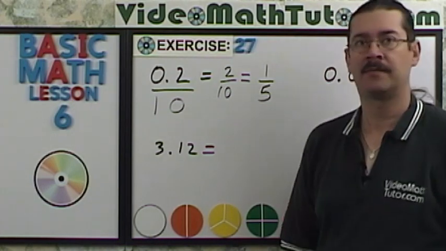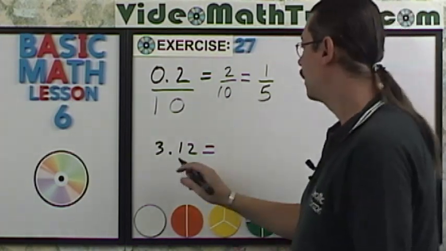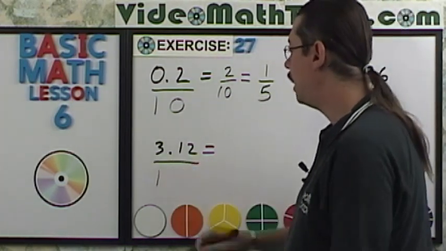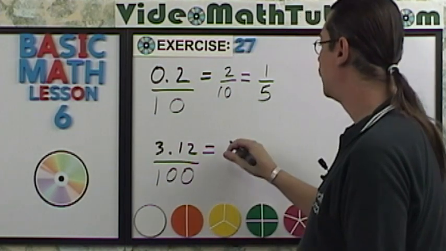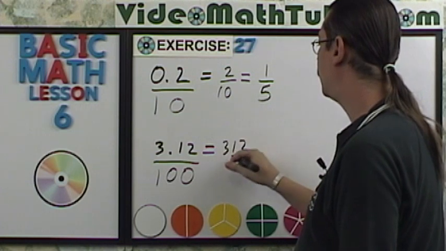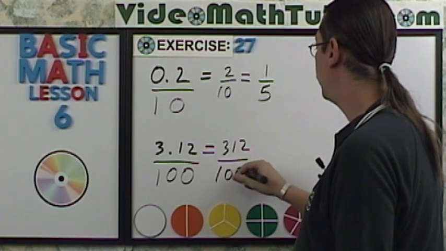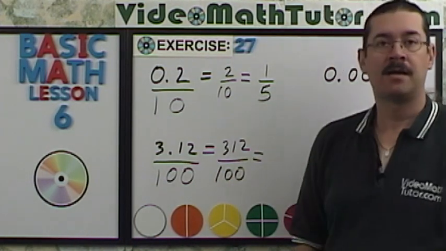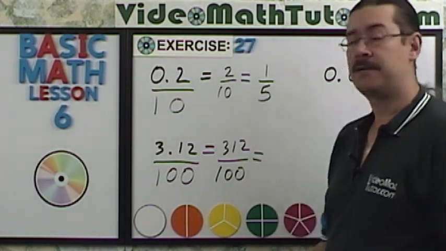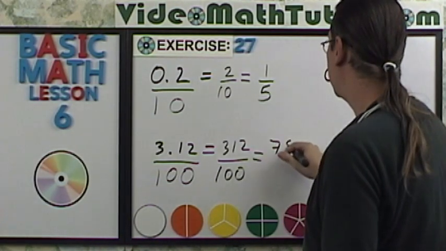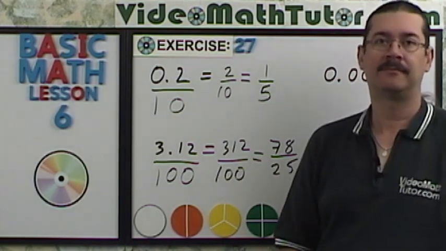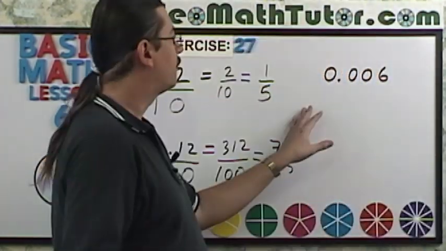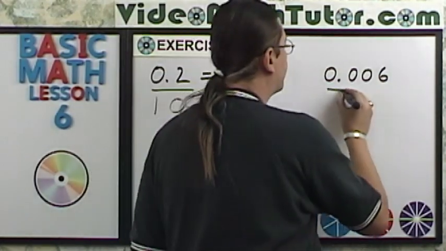Let's try the next one. I want to put this over 1, and then 2 places, 2 zeros. So this is going to be 312 over 100. Now you can reduce this, and the final answer is going to be 78 over 25.